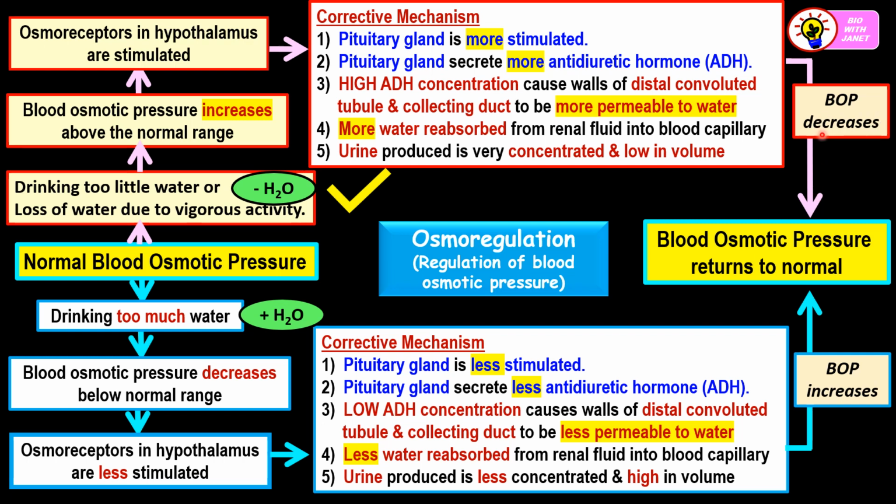Now, on the other hand, if you drink too much water, then the reverse occurs. Blood osmotic pressure decreases below the normal range. Again, the osmoreceptors in the hypothalamus will detect the change, but in this case, they are less stimulated when the blood osmotic pressure decreases. So a corrective mechanism occurs, which is different from the one above here, and it helps to increase the blood osmotic pressure back to normal. Okay, so let's find out what happens in more detail when your blood osmotic pressure increases above the normal level or decreases below the normal level.